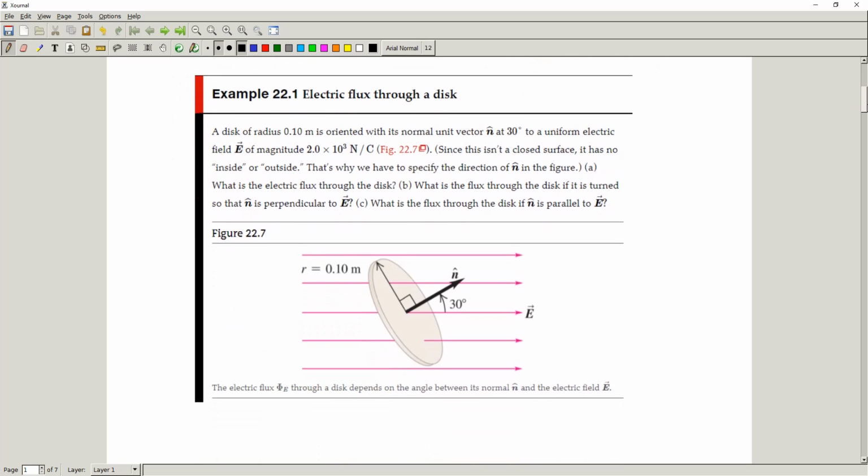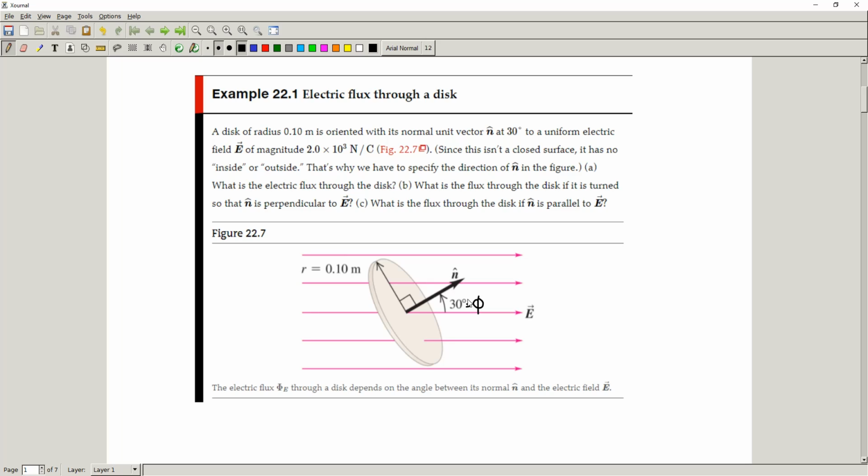So we'll start off by looking at example 22.1 from the textbook here. I guess I'll read out the problem, even though we're not really going to use these numbers. I'm just going to think of this angle here as phi, so we don't really care about the 30 degrees. But you could take it a step further than I'm going to here. Just sub in the numbers and see that you get the answers from the textbook. We have a disk of radius 0.1 meters. It's oriented with its normal unit vector pointing at 30 degrees to the uniform electric field.